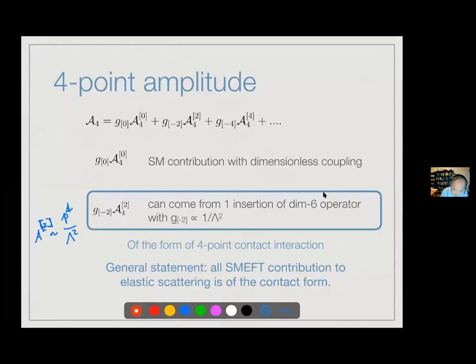This is just for a simple case of a single insertion, but it turns out that this is actually a general statement. The general statement is that if you consider all the elastic helicity amplitudes in SMEFT, their contribution from dimension six operators are all of this form, the 4-point contact interaction form, okay? This is certainly the case for the simple case of one insertion of a dimension six operator.